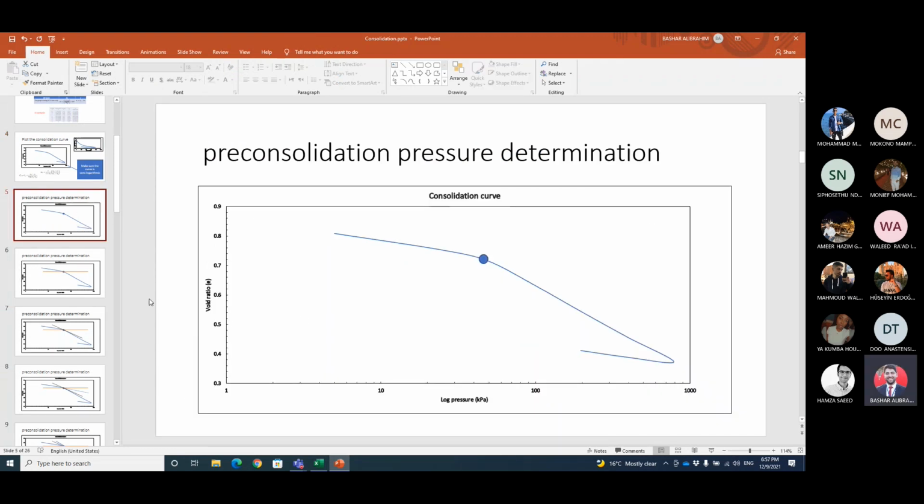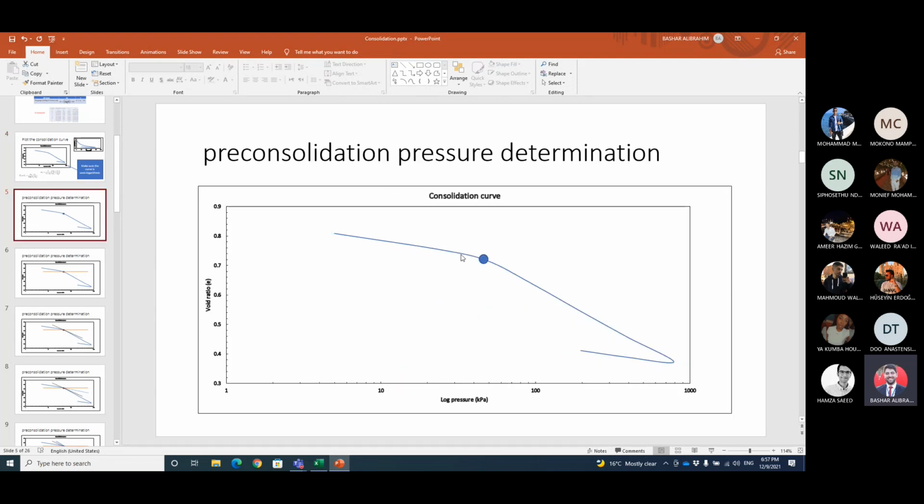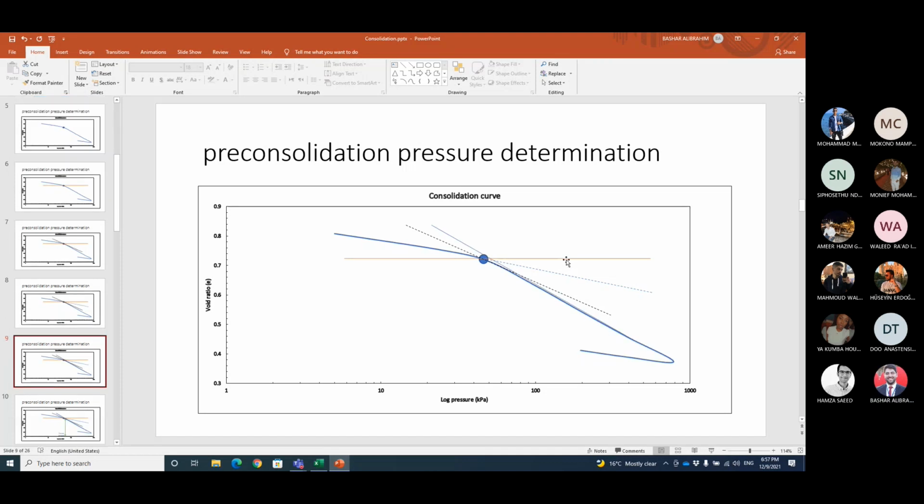Also you need to find the pre-consolidation pressure. So here we have our curve. You need to find the maximum point of curvature, which is very clear. Then you draw a horizontal line like this. Then you draw a tangent line to that point. Then you draw a bisector line. Bisector line means that the angle here is the same as the angle here, okay?